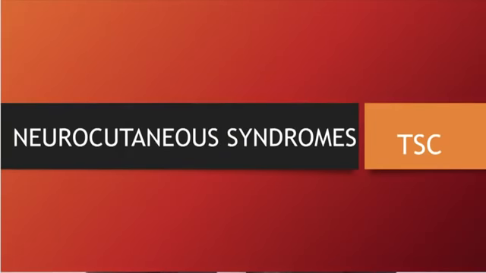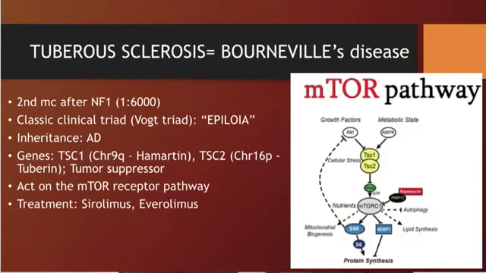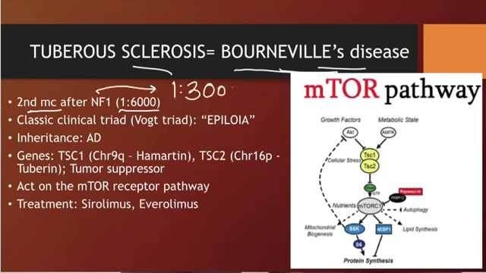Hi friends, so this is the second video in the series on neurocutaneous syndromes. We've already talked about NF1 and 2, and today we'll be discussing a very important neurocutaneous syndrome, which is tuberous sclerosis, or TSC. TSC is also called Bourneville's disease, which is a one-liner that you need to know. It is the second most common neurocutaneous syndrome after NF1. The prevalence is 1 in 6,000 people. As you can recall, NF1 had a prevalence of 1 in 3,000, so this has almost half the prevalence of NF1.